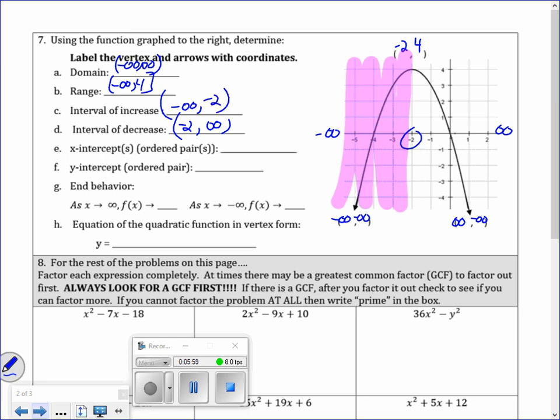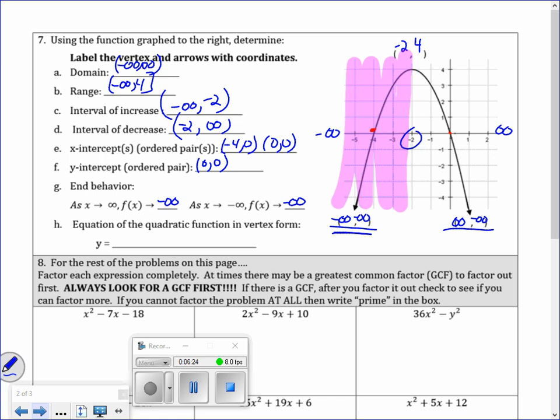All right, x-intercepts. I see this crossing the x-axis at negative 4 and also 0. So negative 4, 0, and also 0, 0. Well, 0, 0 is also the y-intercept, the origin. It's on both. As x goes to infinity, the end behavior, the graph goes down right here. As x goes to negative infinity, this one, the graph goes down also.